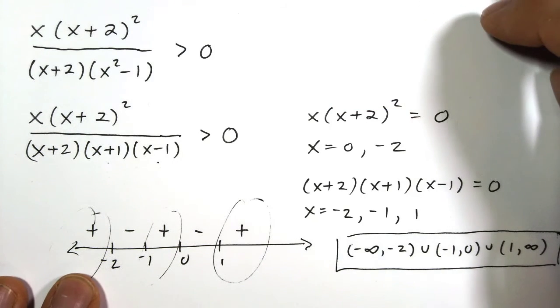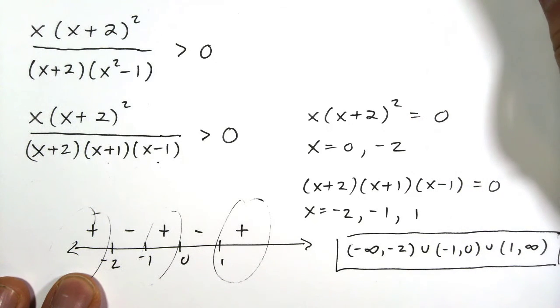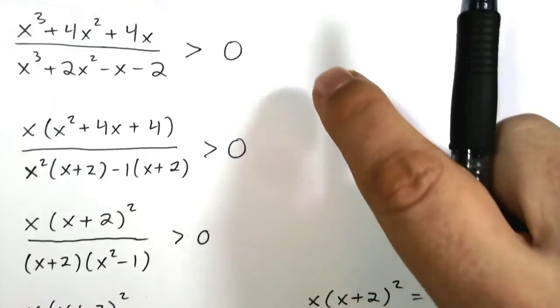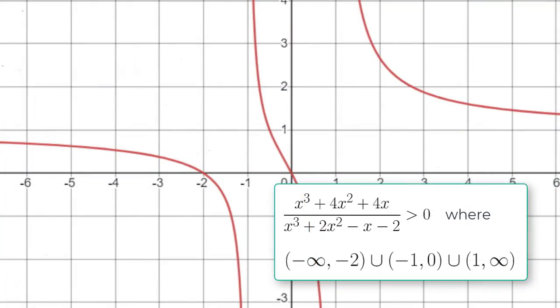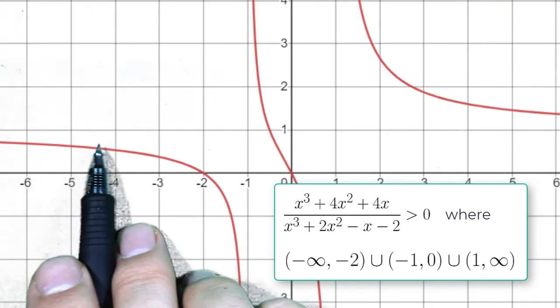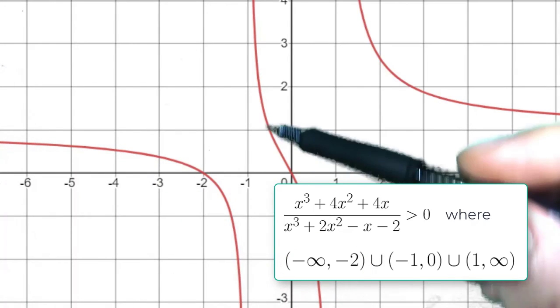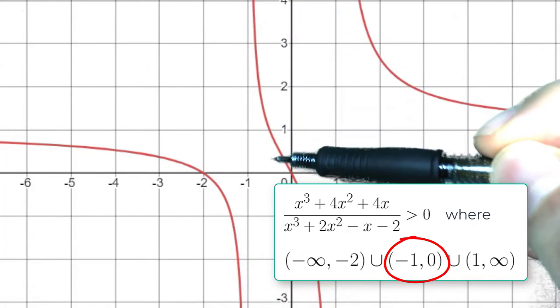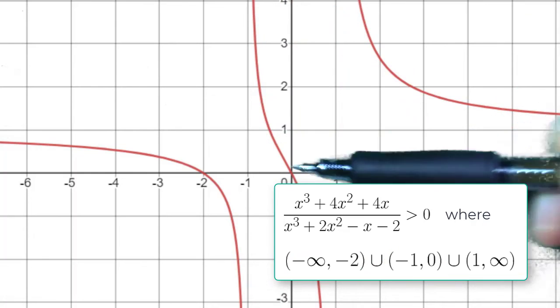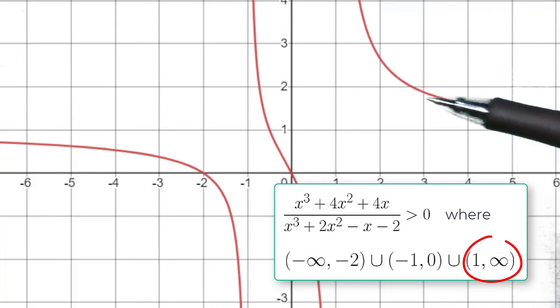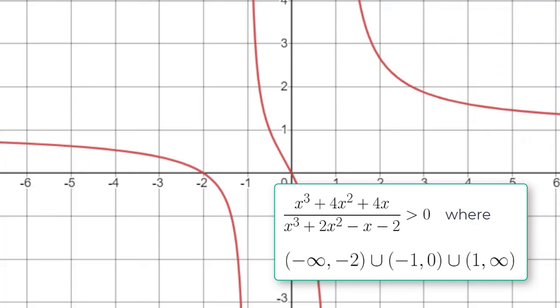Now, it just so happens that the rational function that I had graphed and was showing you earlier is the graph of this function. So let's just take a look at it and verify that what we have written there is indeed correct. You can see that it is positive. It's above the x-axis from negative infinity up to negative 2. It is above the x-axis from negative 1 to 0. And it is above the x-axis from 1 to infinity. So the picture confirms what we had written down as our answer.